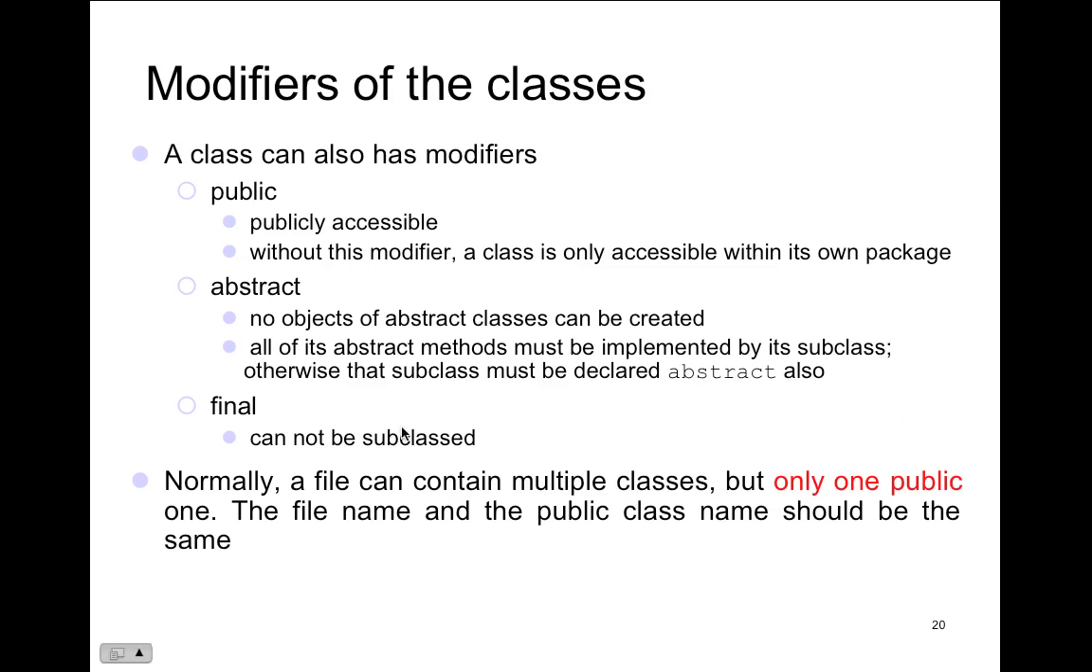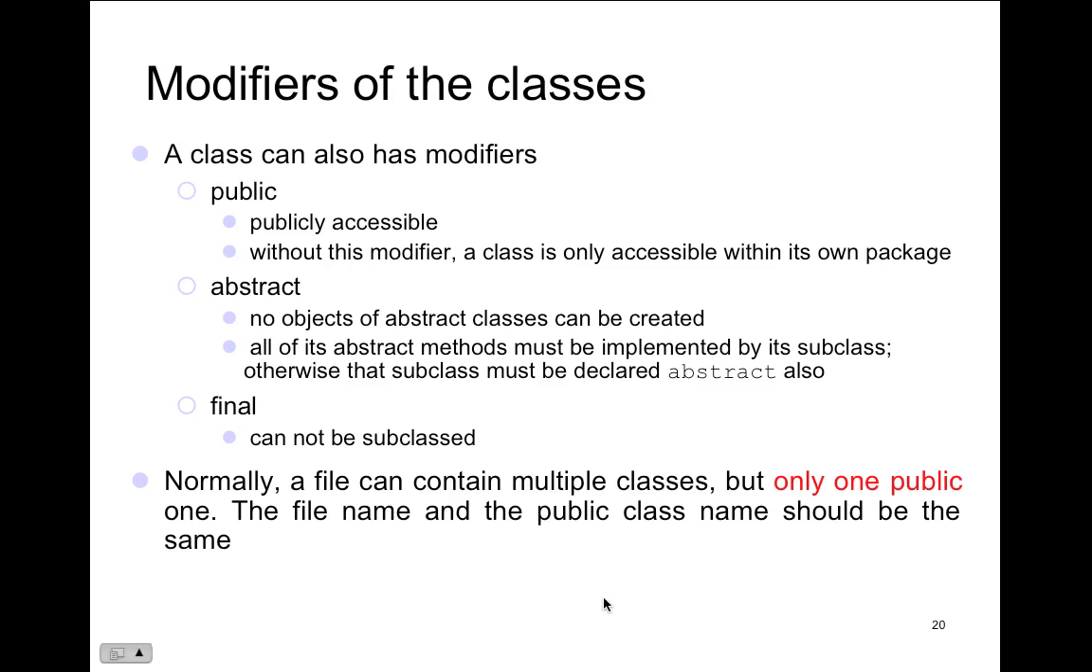Otherwise, the subclass must be declared as abstract also. So final cannot be subclassed. If it's final, it's constant. If you remember, it can't be changed once it's initiated. So if you don't want the class to be inherited, you make it final. That way, the base class stays a base class forever, cannot be inherited.